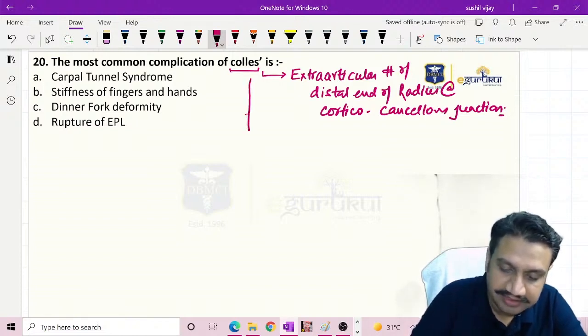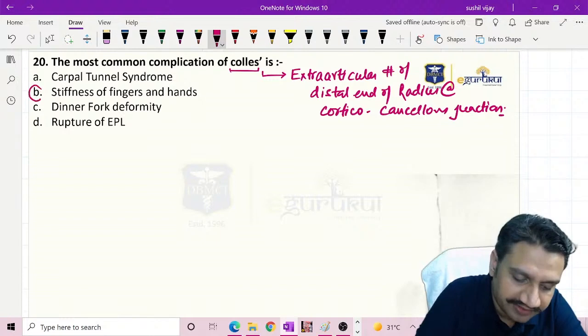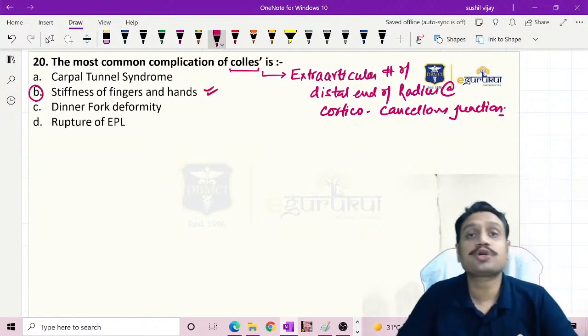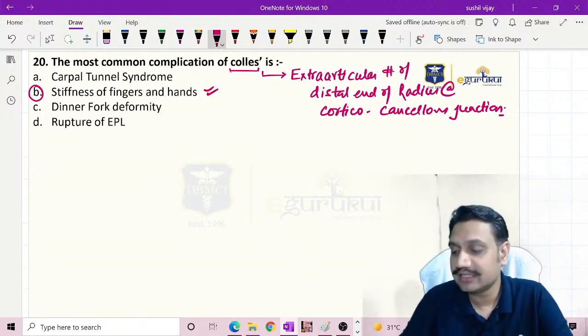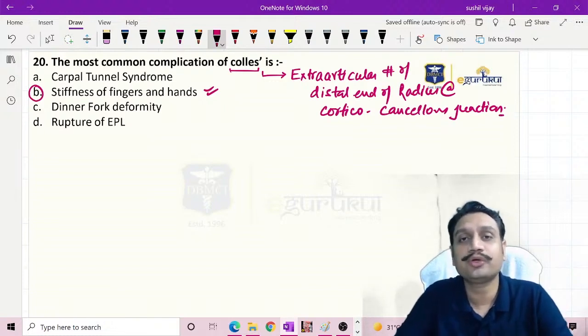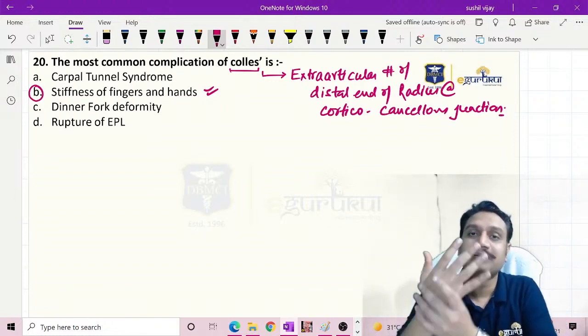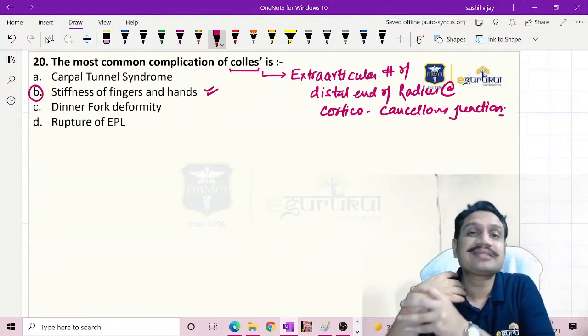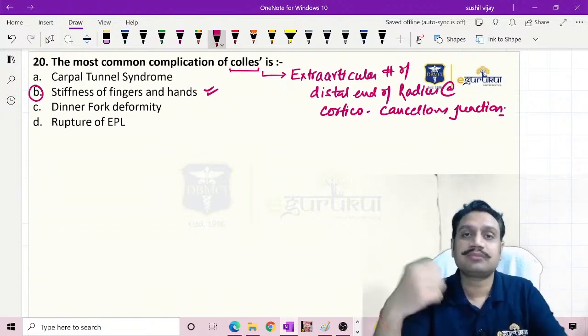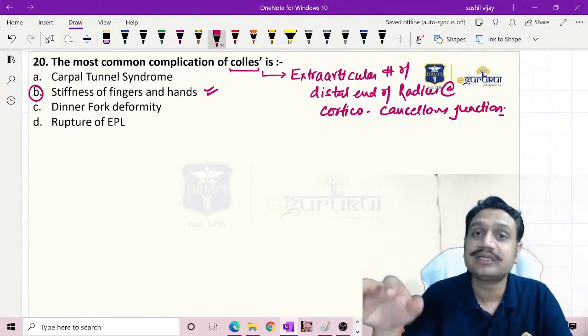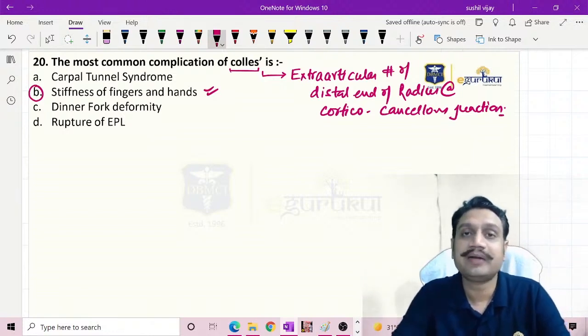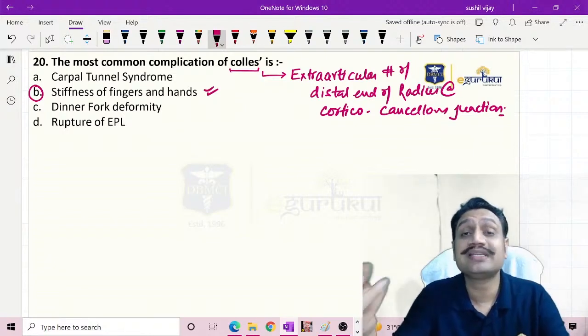Four are already mentioned here. The most common is always stiffness. Why is stiffness most common? What is the logic? Whenever there is a fracture, you put a plaster, the movement of the joint will be restricted, and once you remove the plaster, the stiffness will be there. Dinner fork deformity may or may not be there, depending on how well you have reduced the injury.